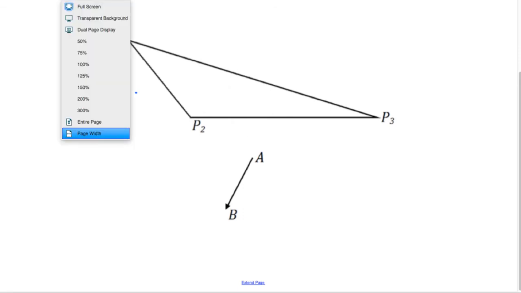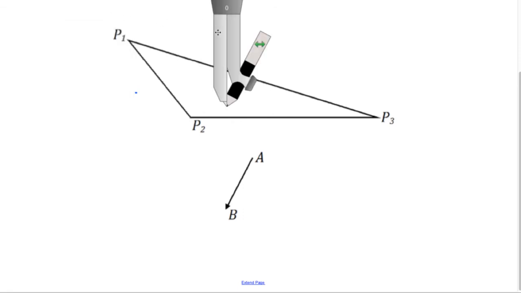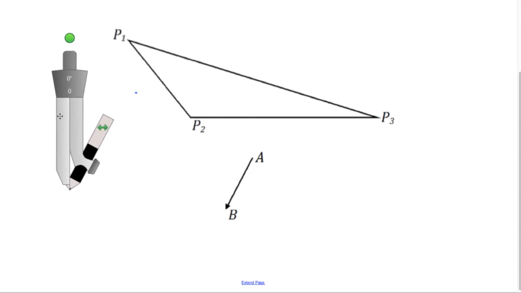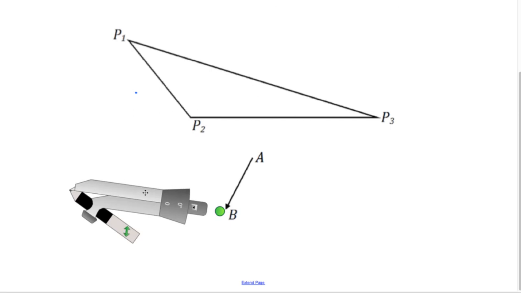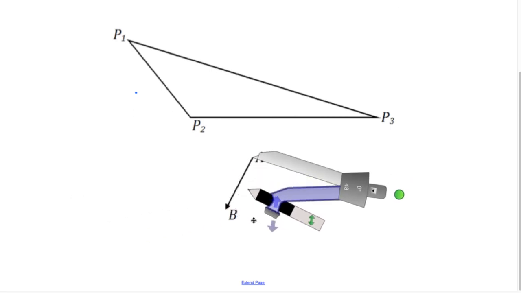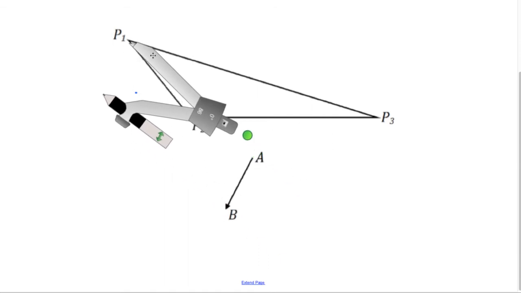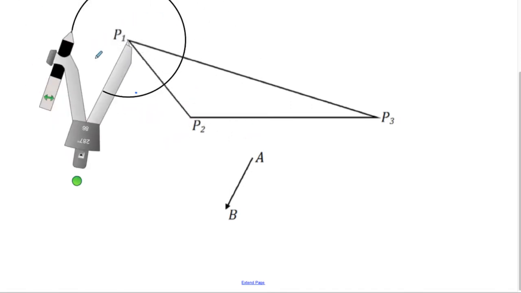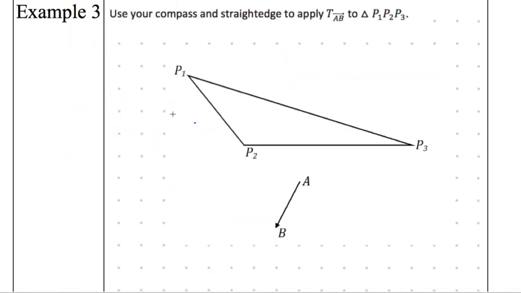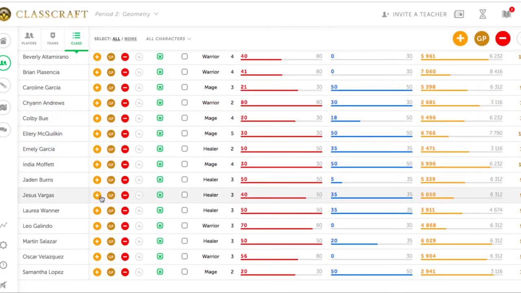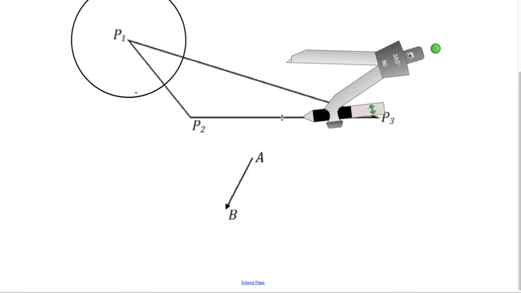All right, what is my first step? Don't you trace A and B, or get the measurement of A and B? Yeah, so from A to B. Okay, so there it is. Thank you, Chewy. What do I do with that measurement? What do I put it around? P1, P2, or P3? P1, okay. Thank you, Chewy. All right, what's my next step? Chewy has participated. What is my next step?